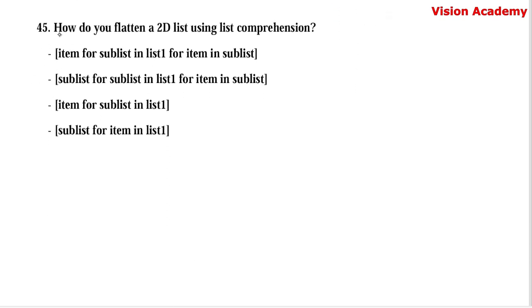Question number 45. How do you flatten a 2D list using list comprehension? Option A, item for sublist in list1 for item in sublist. Option B, sublist for sublist in list1 for item in sublist. C, item for sublist in list1. Option D, sublist for item in list1. Here option A, item for sublist in list1 for item in sublist, is the right answer.